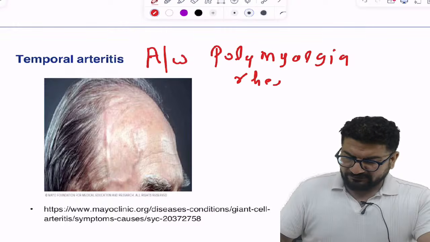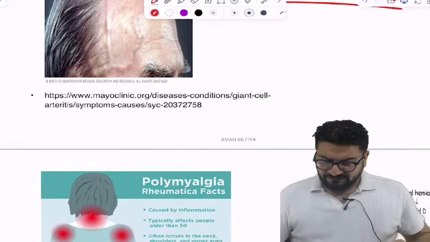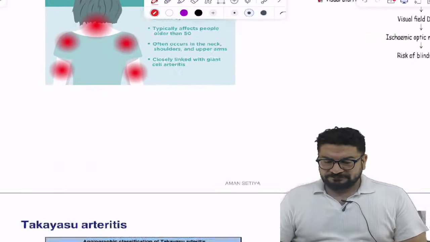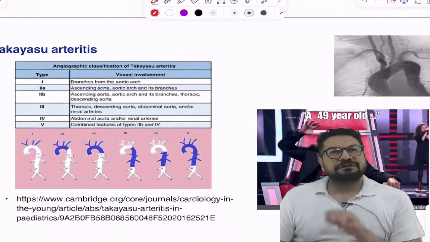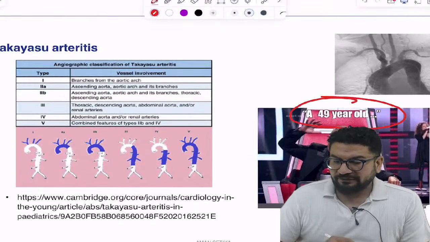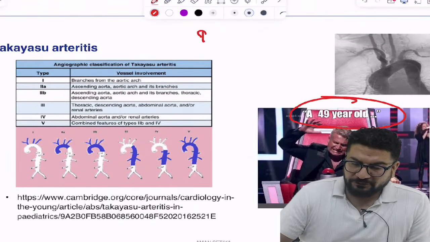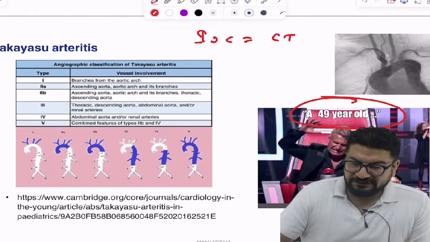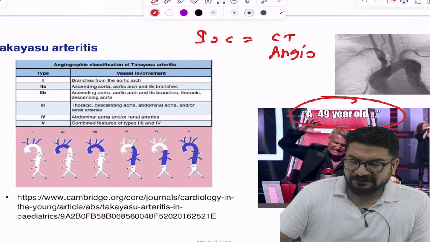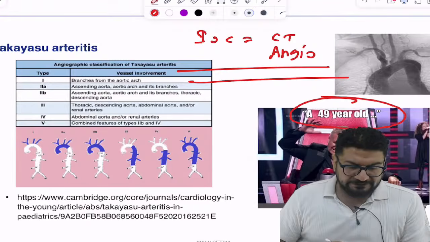It is something which is associated with polymyalgia rheumatica. This is polymyalgia rheumatica. Takayasu is always in a younger patient, less than 40 or 50 years old. You can see the investigation of choice in this condition will be CT angio, and the patient will have a radio-femoral delay. We also call it pulseless disease.